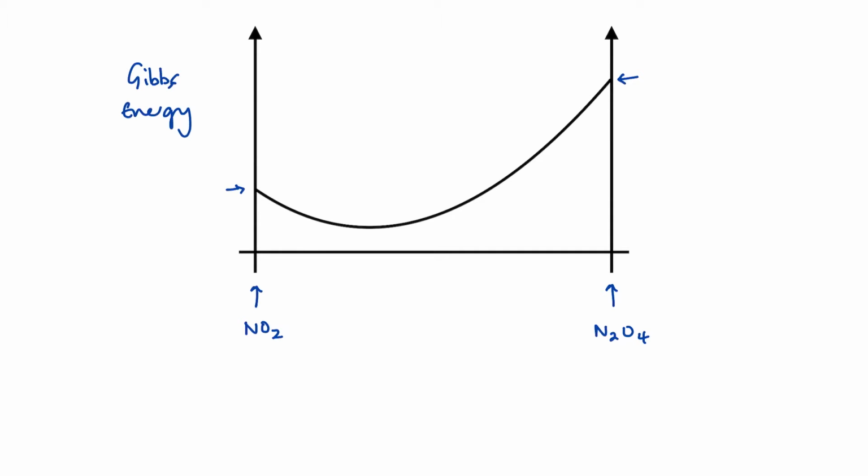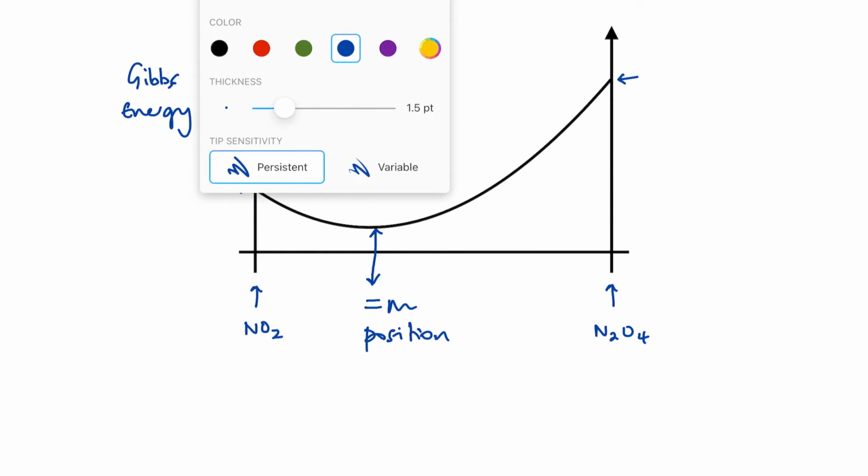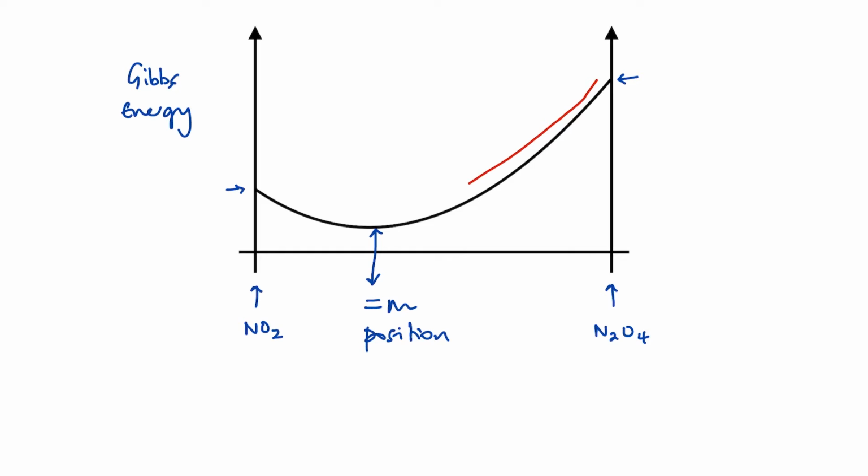And our equilibrium position is the lowest point of the curve, which looks to be about here. So we're going to make that our equilibrium position. And we can see that we have got decreasing Gibbs energy if we move from a position of pure product to our equilibrium position, and equally we've got a decrease in Gibbs energy as we move from pure reactant to our equilibrium position. But the thing is, our equilibrium position has a lower Gibbs energy than either pure reactant or pure product.